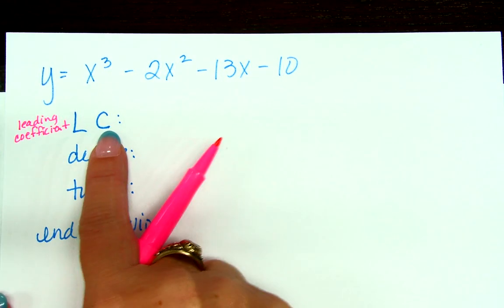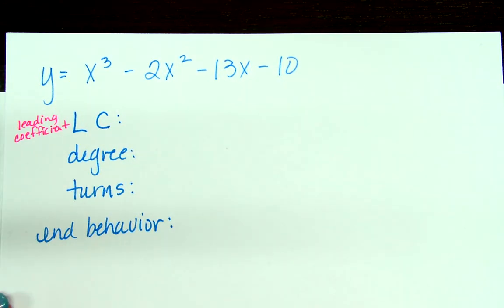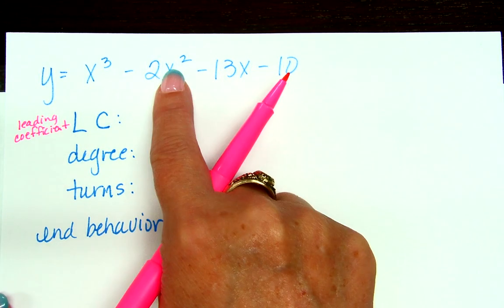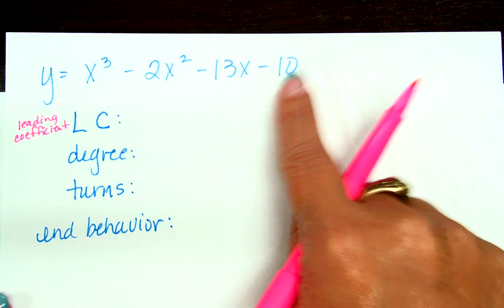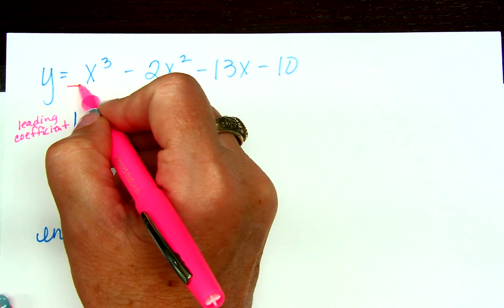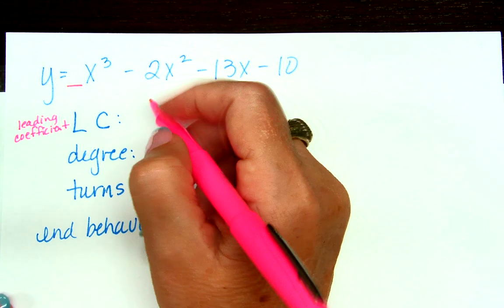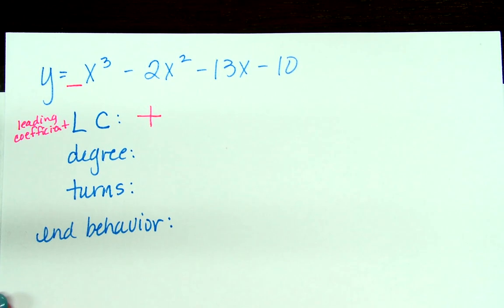For the leading coefficient to actually be the one in the front, this has to be in standard form, which means I start with the highest exponent, then the next highest, then the next highest, and then all the way down until I get to the constant, right? But in this case, that's the way it's listed. So what's the leading coefficient of this problem? 1. Okay? Now, I'm very glad you know that it's 1, but I don't care that it's 1. What I care about is the sign of the leading coefficient. It's positive. That's what I care about.